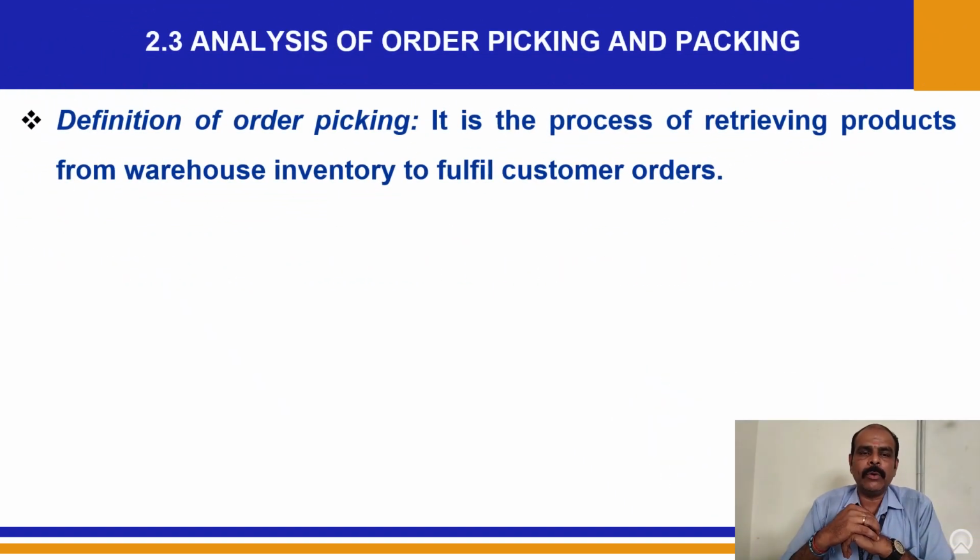Now we'll define what order picking is. It is the process of retrieving products from warehouse inventory to fulfill customer orders. We have a warehouse setup and a management software, so we know the existing quantity inside the warehouse. Say, for example, the existing quantity is 5 numbers. The order you have received is for 3 numbers.